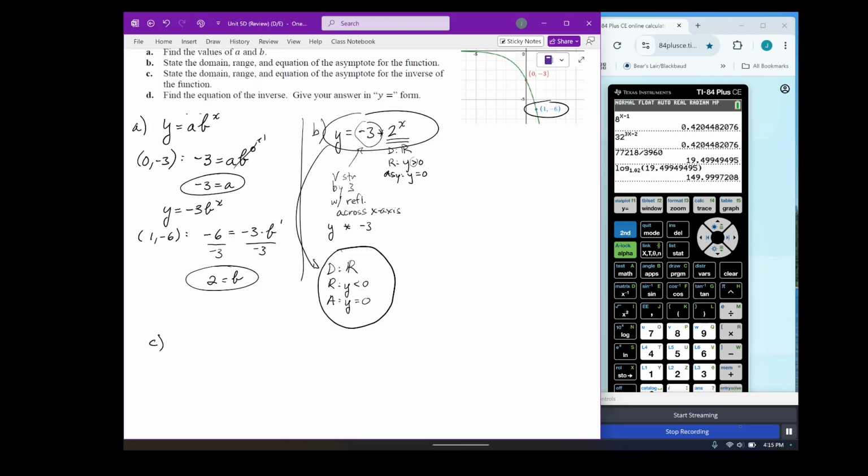For C, it says state those things for the inverse. Now you don't need the inverse to do this. To get the inverse, you switch x's and y's. So for the original function, my original domain, the x's, could be all real numbers. That means now y's can be all real numbers, and that's my new range. Originally, the range was y's are negative. If I switch x's and y's, now x's have to be negative. So that's my domain. And my asymptote, y equals 0, switching x's and y's, is now x equals 0. So here's that info for the inverse.